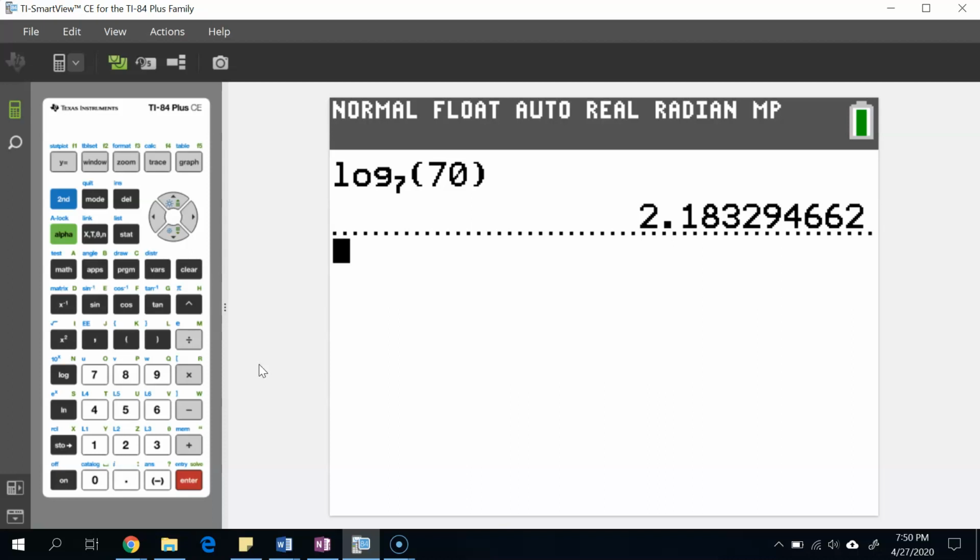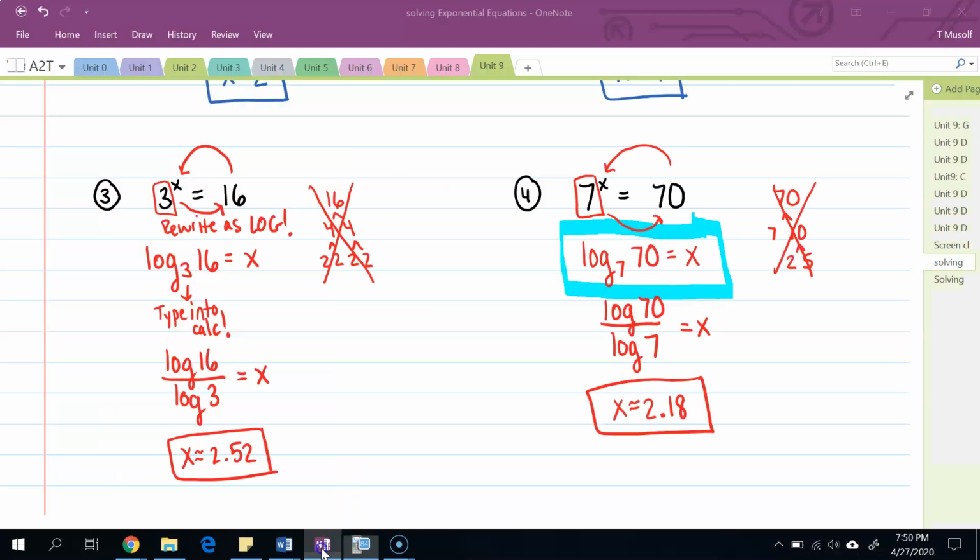Unfortunately, not all the calculators have it, but don't worry, it's really not a big deal if you have to use change of base. It's pretty straightforward.